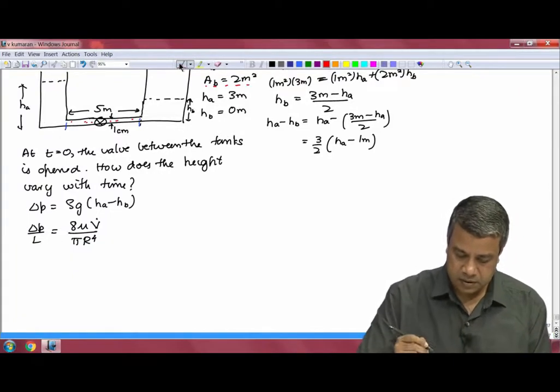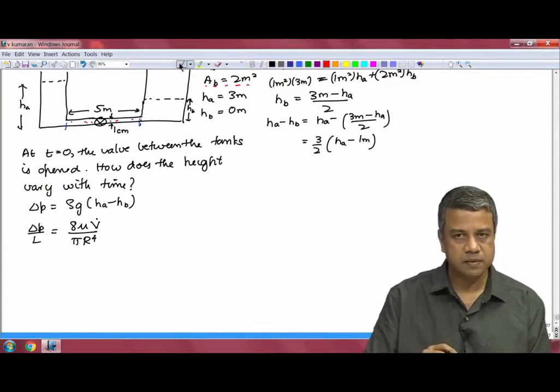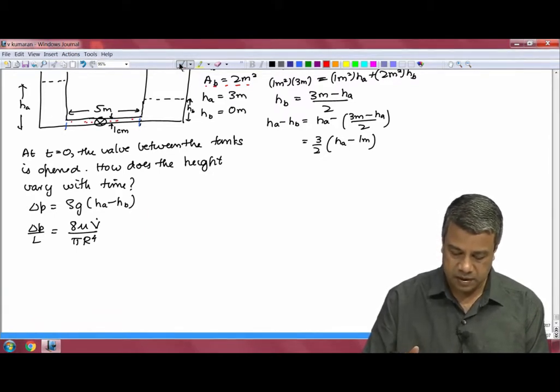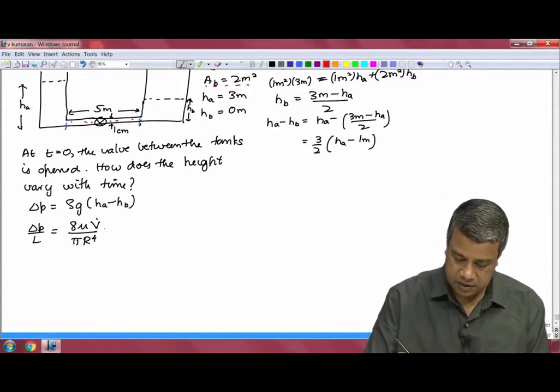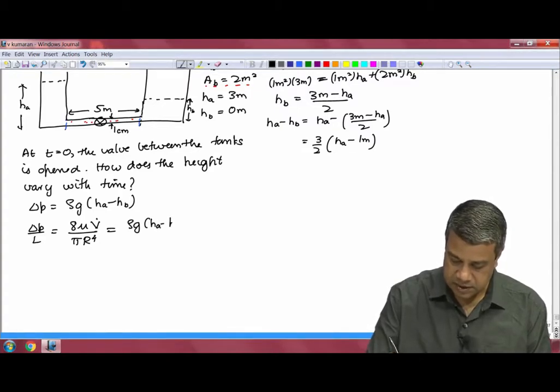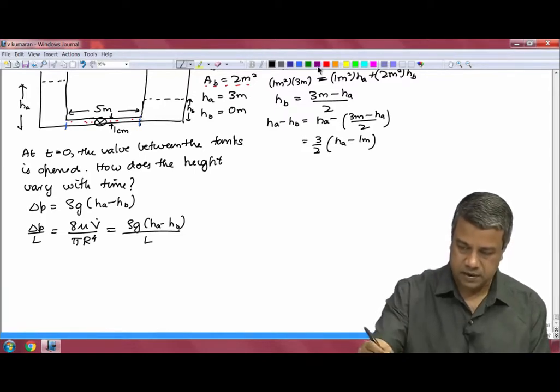So, this is the difference in pressure between A and B. Delta P by L is equal to 8 mu V dot by pi r power 4, and this is also equal to rho G into (HA minus HB) by L, from this equation.